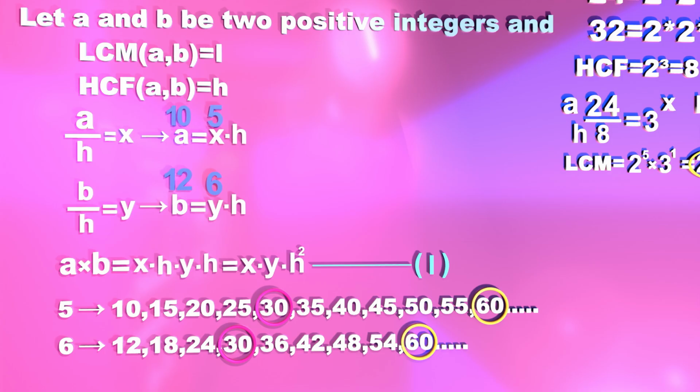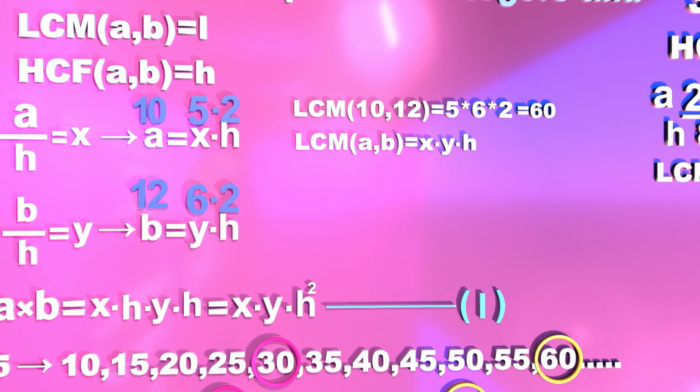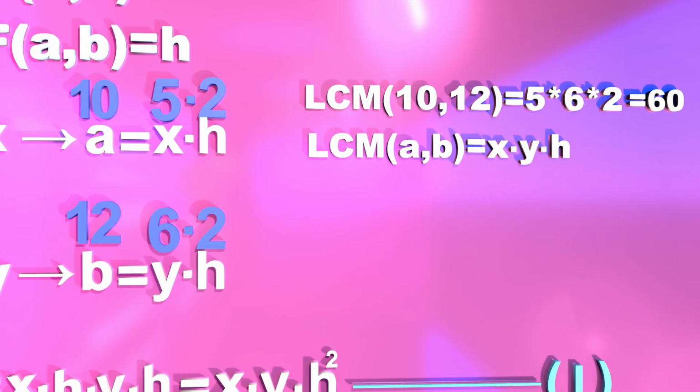So 10 can be written as 5 into 2 and 12 is 6 into 2. Notice H is beneath 2, means 2 is common in both 10 and 12 and H is common in both A and B. Now LCM of 10 and 12 will be 5 into 6 into 2, which is 60. Means we have taken 2 only one time to find the LCM. In the same way, when we take the LCM of A and B, then we will take H only one time. Means we will get X into Y into H as LCM.